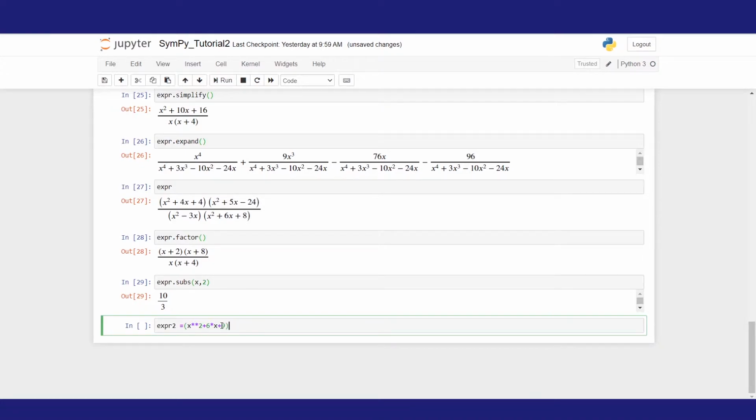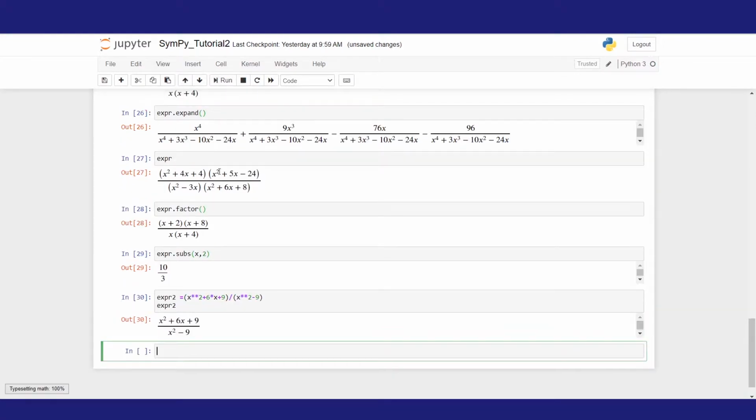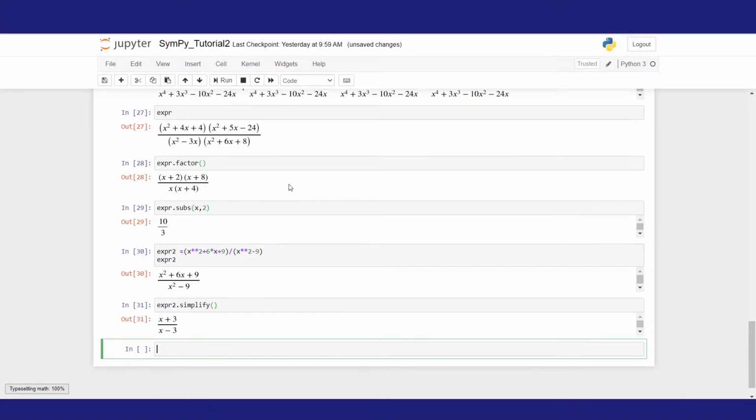Okay, then everything over x squared minus 9. I think someone could see the identity down there, and then when we do that and we call it x2 and run it, this is what we have. So to simplify that, in the same way, expr2.simplify. All right, and then this becomes x plus 3 over x minus 3.